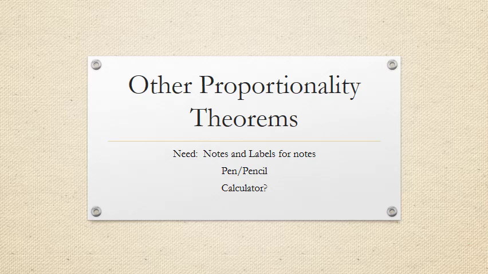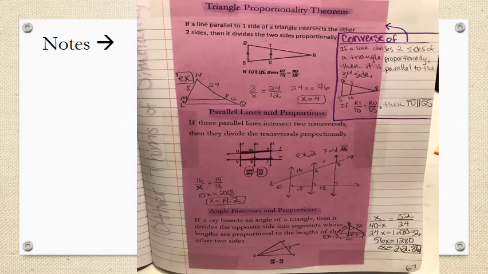Hello, geometry folks. Today we are going to be learning about other proportionality theorems, or other theorems that allow us to set up proportions between shapes and triangles and lines. So what you're going to need today are your notes and the label for notes, or that cutout that I gave you so that you don't have to draw all the examples, a pen or pencil, and also a calculator if you so desire.